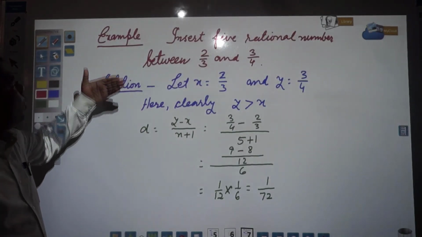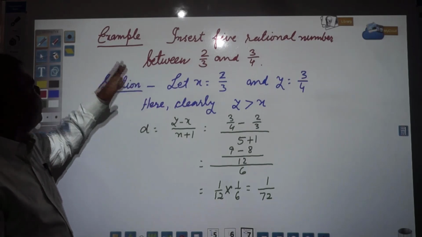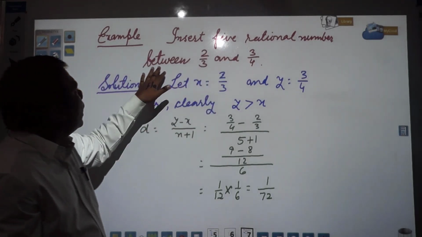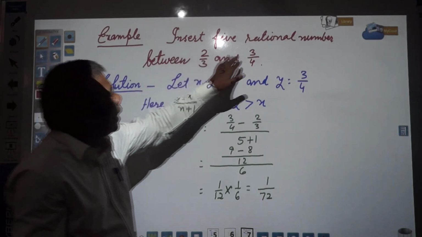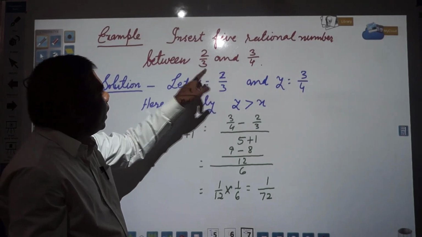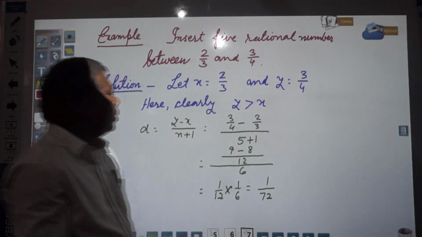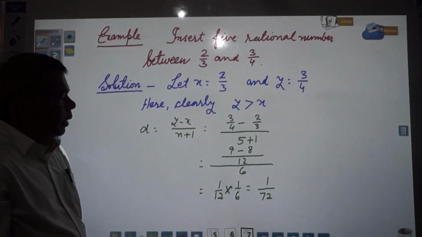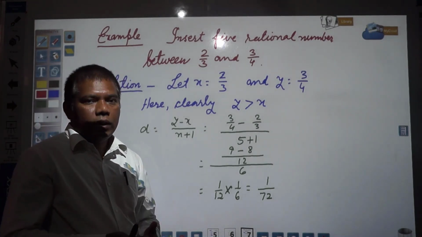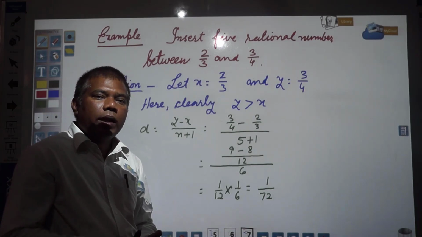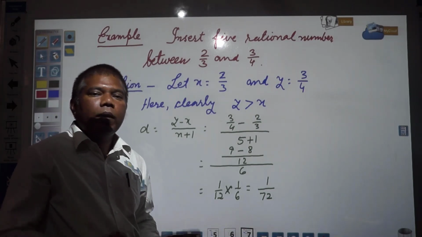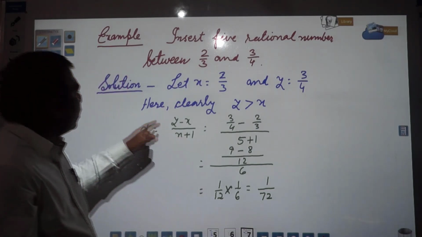See, so another example I have taken. The example is: insert 5 rational numbers between 2 by 3 and 3 by 4. Here you have x is equal to 2 by 3 and y is equal to 3 by 4. In a very simple way this has been made. Again I am telling you, if you know fractional addition, subtraction, multiplication and division, I don't think you are going to face any problem.